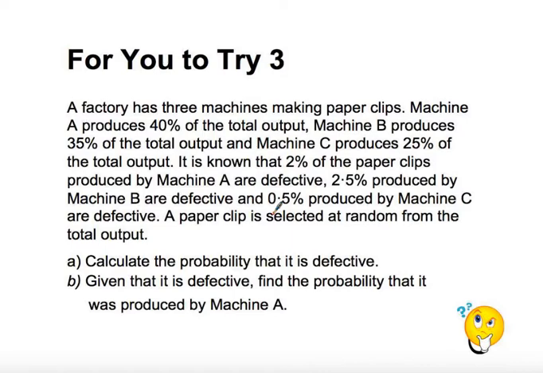A paper clip is selected at random from the total output. A, calculate the probability it's defective. B, given that it's defective, find the probability that it was produced by machine A. Okay, so you pause the video and try this out yourself.